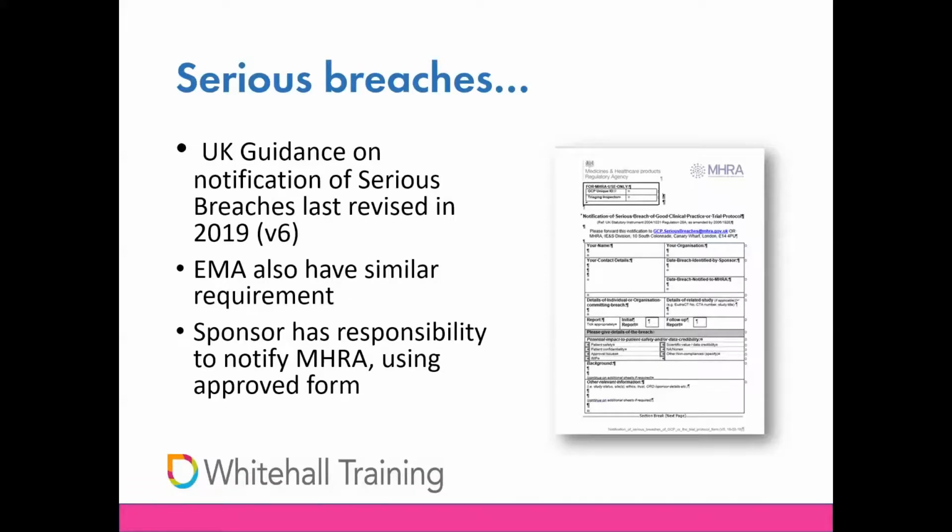So a few pieces of legislation affect what you do with serious breaches. In the UK, the guidance on notification of serious breaches was last revised in 2019. It includes a recommendation that the sponsor notifies the chief or principal investigator of breaches which the MHRA have been notified of, to enable implementation of CAPA, corrective and preventative action. The EMA has a similar requirement. The sponsor has a responsibility in the UK to notify the MHRA using the approved form, and there's an image of it there.